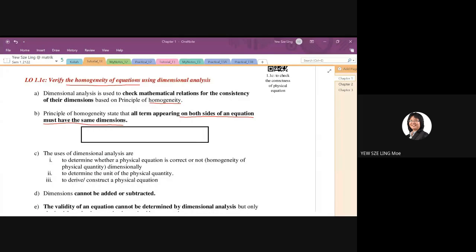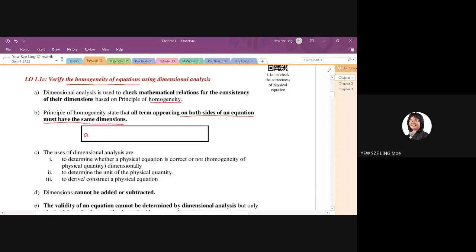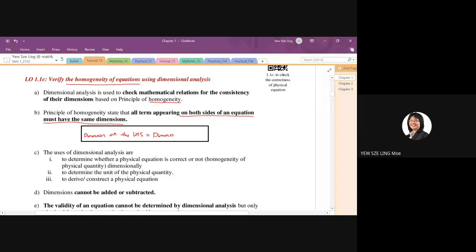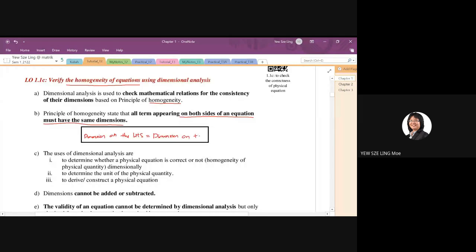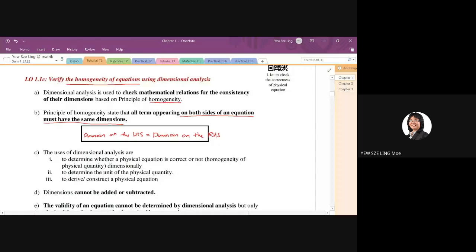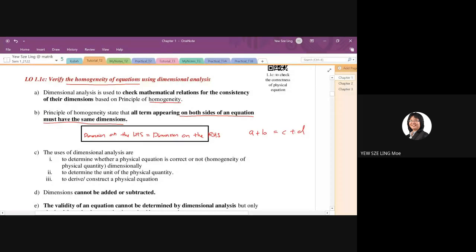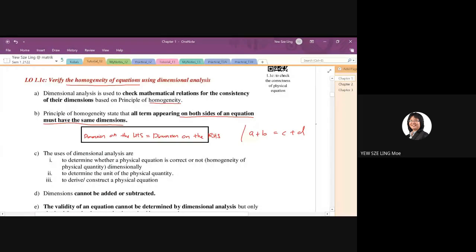Which means the dimensions on the left hand side are equal to the dimensions on the right hand side. Both sides, now you have an equation. For example, the equation is a plus b equals c plus d. You want to check whether this equation is valid or not.